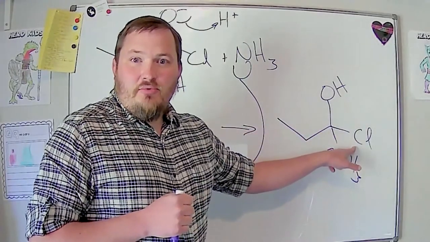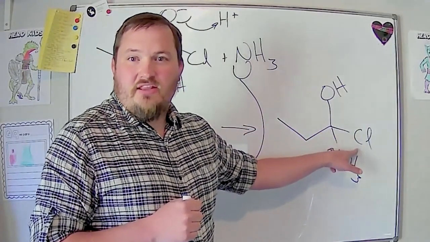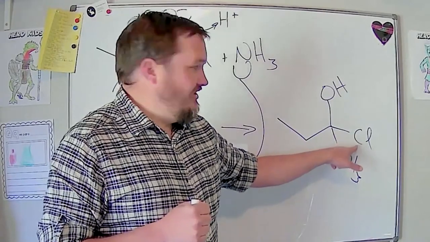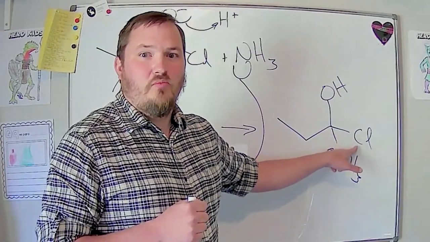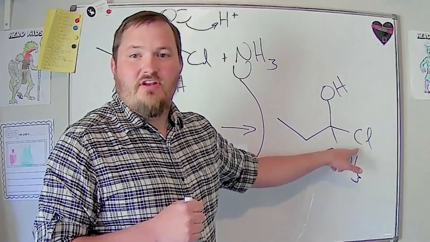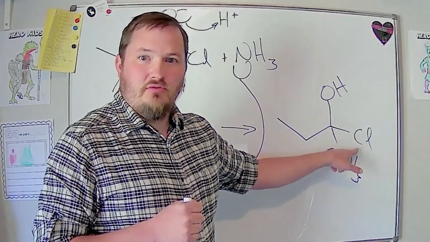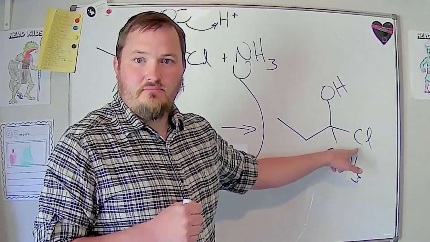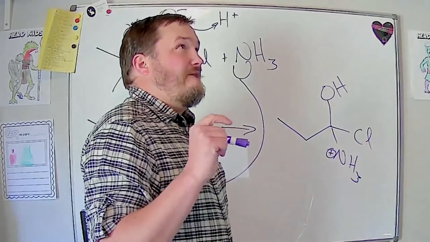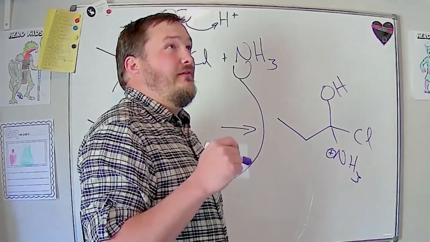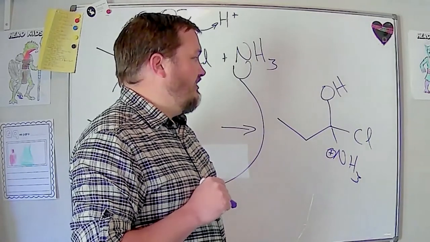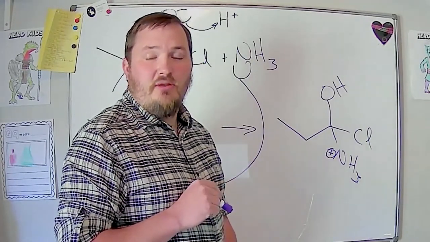Chlorine's a good enough leaving group. We don't need to protonate this before it can leave, even in acidic conditions. This chloride is stable enough. It's a weak enough base that you can kick a chloride off even under acidic conditions. So you don't need to do another proton transfer step here. And that's going to be about the only leaving group that's a good enough leaving group that you don't need to protonate it before it can leave.